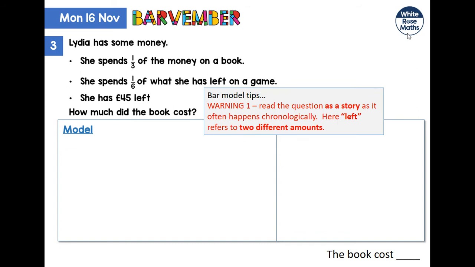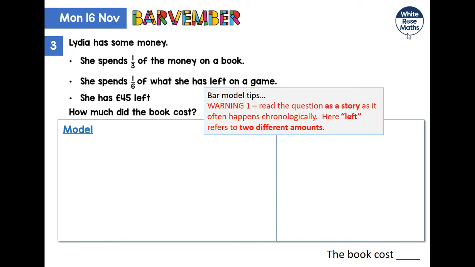Question 3. Now, just a word of real warning with this question. And this question, I'm going to do 2 different ways because there's an awful lot in this question that's important about bar modelling. But the warning I've put at the top here is that if you look at line 3 and line 4, we've got what she has left, and then she has something left. Now, these bits that are left refer to two different amounts.